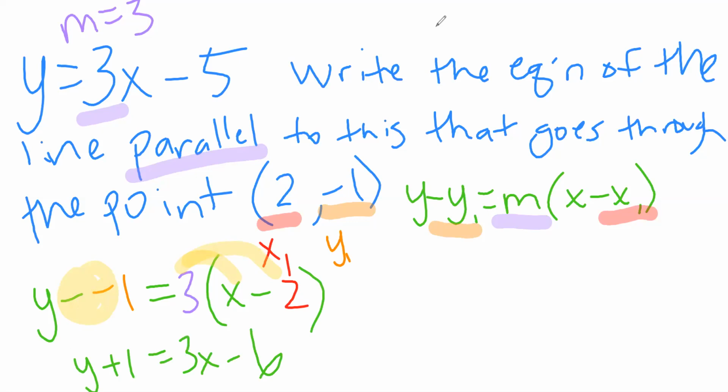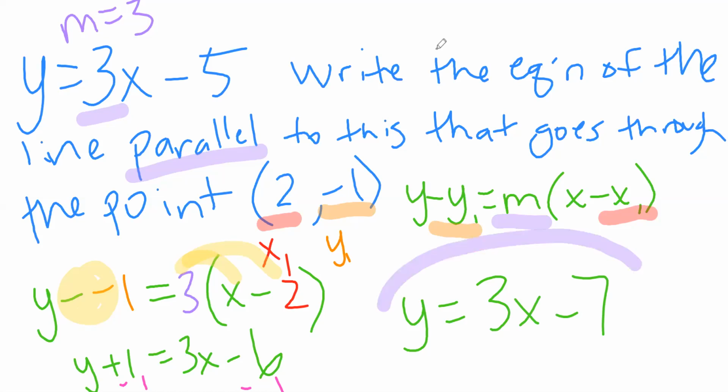Last step, actually, we only have one more step to do, is to use inverse operations to get the y entirely by itself by moving that 1. So we'd have y is equal to 3x minus 7. Ta-da! The end. Happy days. We did it.